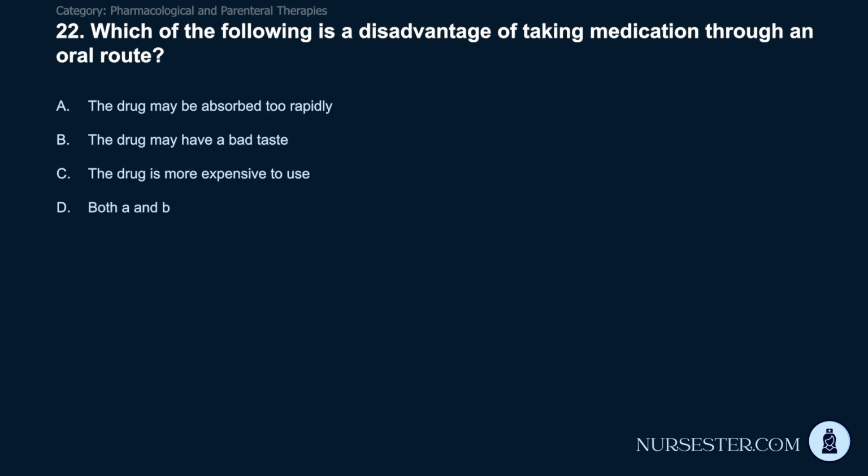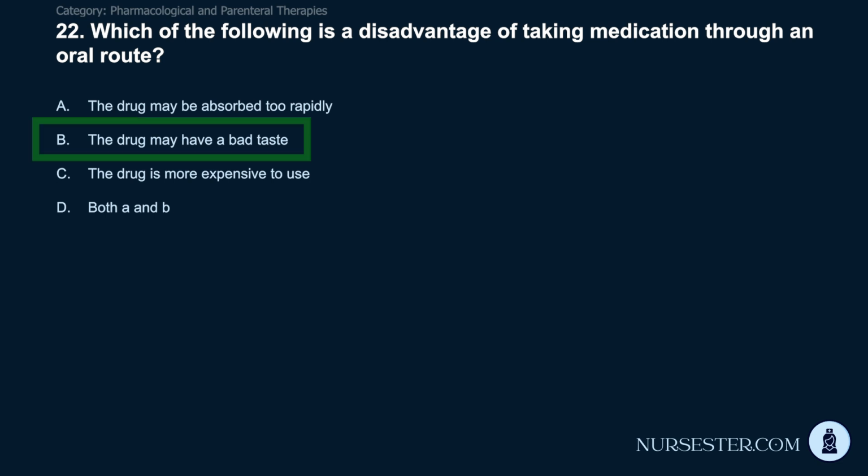22. Which of the following is a disadvantage of taking medication through an oral route? A. The drug may be absorbed too rapidly. B. The drug may have a bad taste. C. The drug is more expensive to use. D. Both A and B.